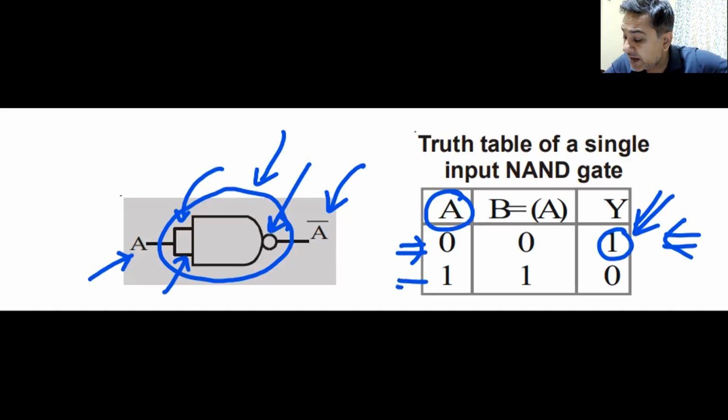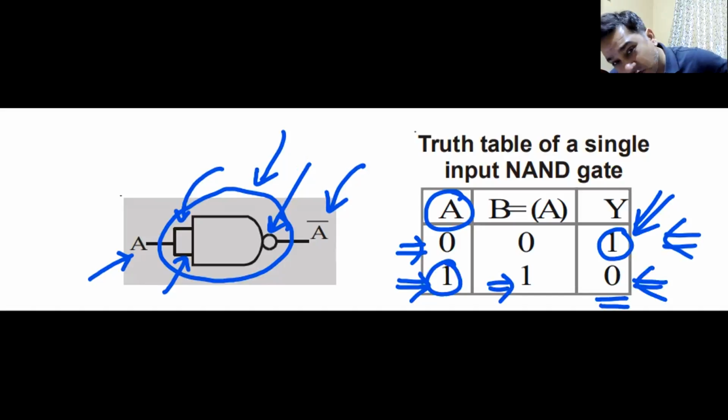Similarly, when I put A as 1 in one input, the other input is also 1 because the other input is also the same. 1.1 is 1, but the inverse of that is the NAND gate. So the answer is 0. So what do we get? We put 1 in the input, we get 0 in the output. So this NAND gate is now functioning as a NOT gate.